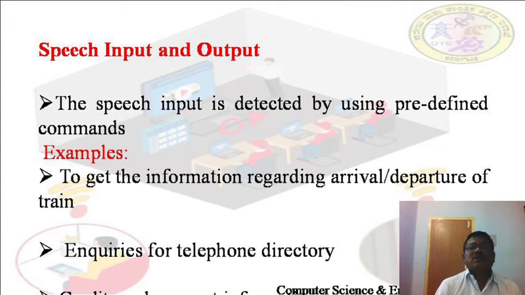Suppose you want to get information regarding the arrival or departure of a train or flight, at that time we use speech input and output. Another example is enquiries for telephone directories. Also, if you want to know information regarding account balance, we can get it with the help of this speech input and output.